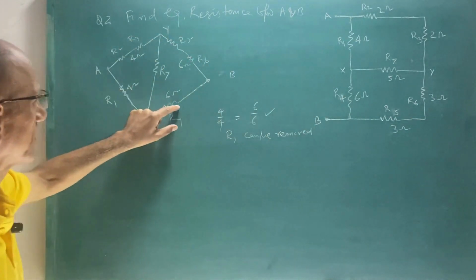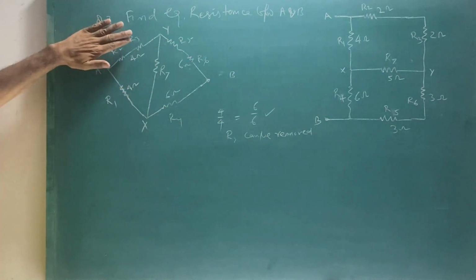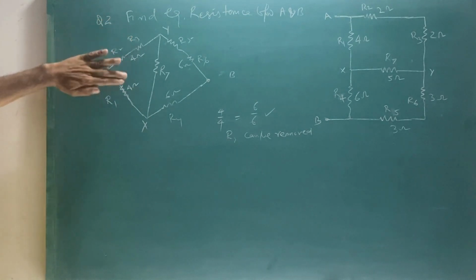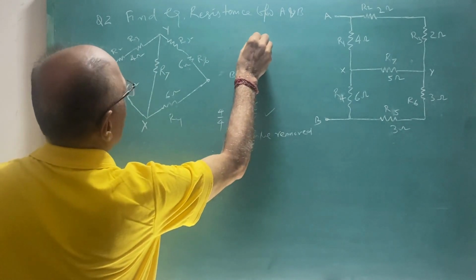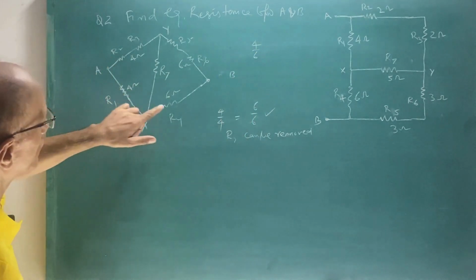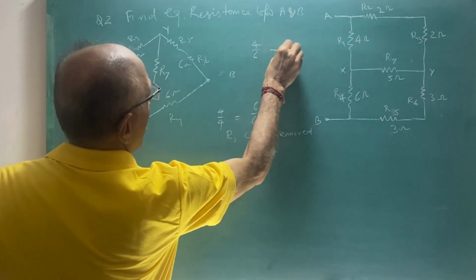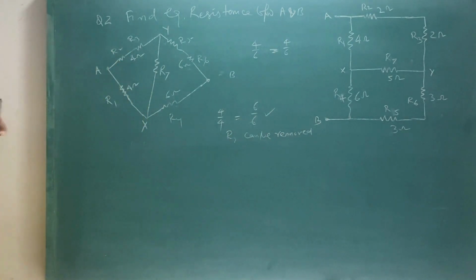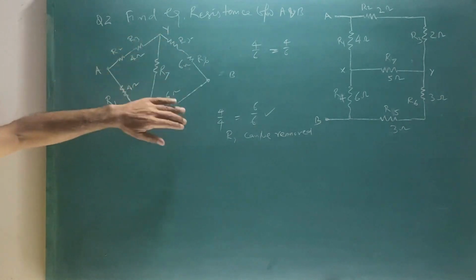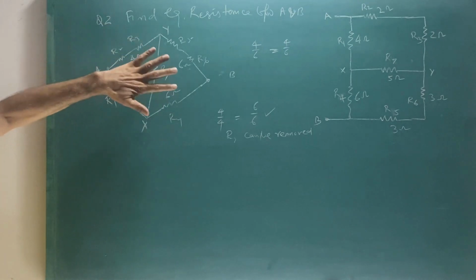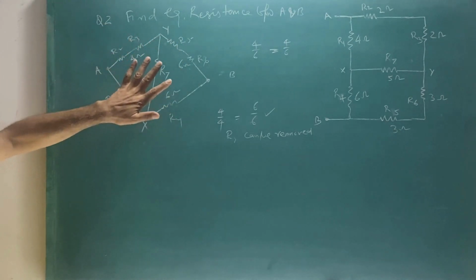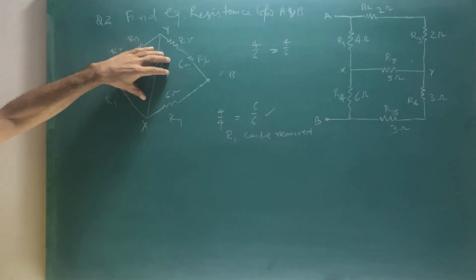And here it is 6, R4. Now the ratio, either this way you see the ratio of this and this, or this by this. So if you say this by this, it will be 4 by 6, and here also 4 by 6. So they are equal. Or this way, in both ways it is satisfying the Wheatstone-Bridge condition. So we can remove this R7.